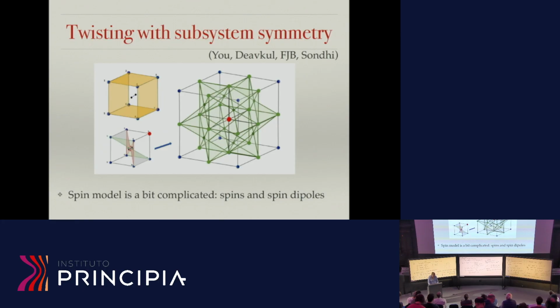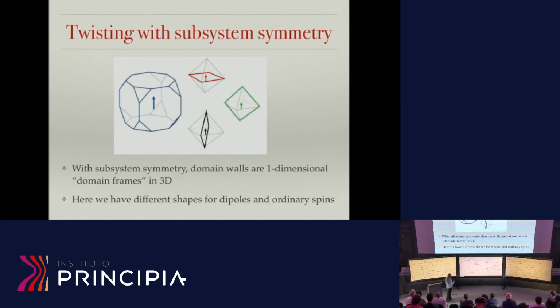And there is a way to do this. Like I said, I'm just going to show you the pictures. I'm not going to explain the details, but you're playing the same game that Levin and Gu played from the toric code. So we found a spin model. The spin model looks a bit complicated. We actually have spins at the corners and then dipoles of spins living at the centers of these cubes. But you can do this.